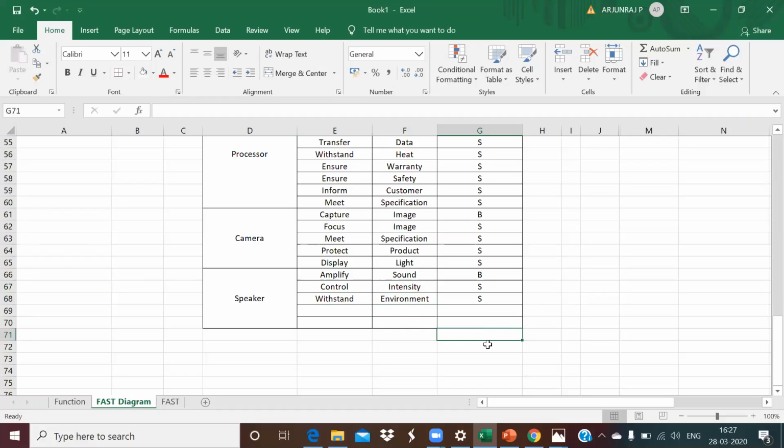Then what does the speaker do? Receives data from the source. It receives data, and only then does it amplify the sound. Okay. I think it's fine. It's good.